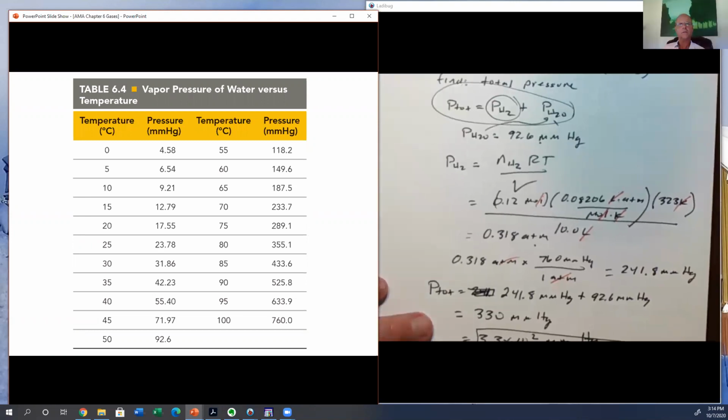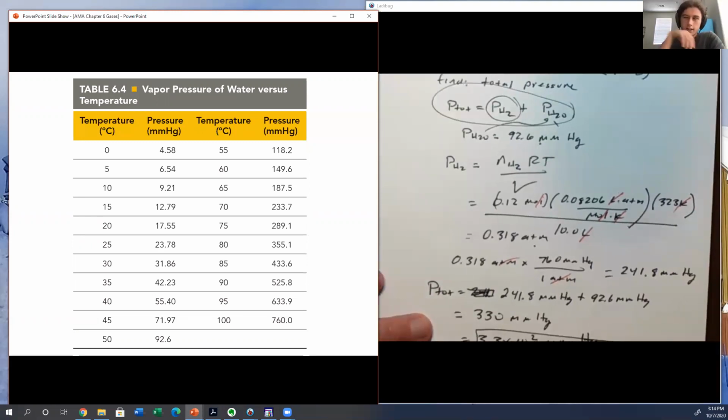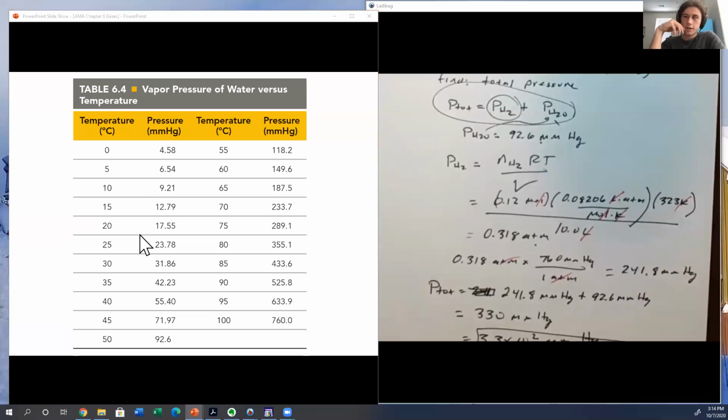Taylor, do you have a question? Yeah. So this vapor pressure of water, is it based on some kind of constant, or is it just a bunch of measurements that we've collected? There is an equation that governs it, which would be something that we would cover next semester. Okay. So just look at the chart for now. Yeah, for now, we're just going to look at the chart.